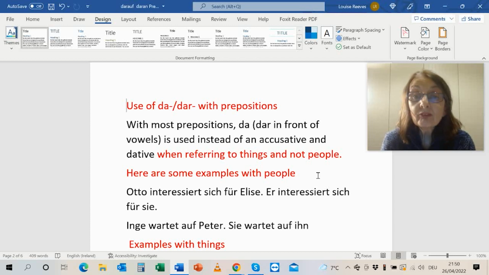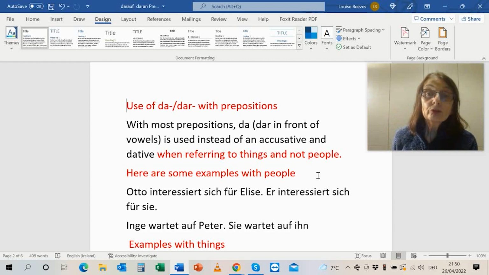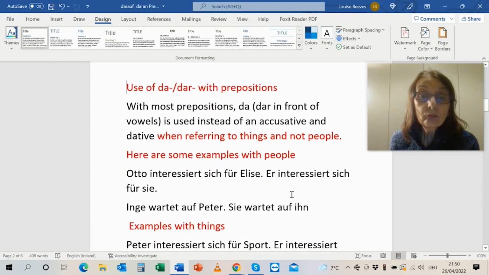Here are some examples with people. Otto interessiert sich für Elise. Interessiert sich für sie. Inge wartet auf Peter. Sie wartet auf ihn. So as you can see, with people there's no da or dar there. Not at all. You just use the same prepositions and pronouns that I had been using in the last couple of lessons. So interessiert sich für sie. Sie wartet auf ihn.